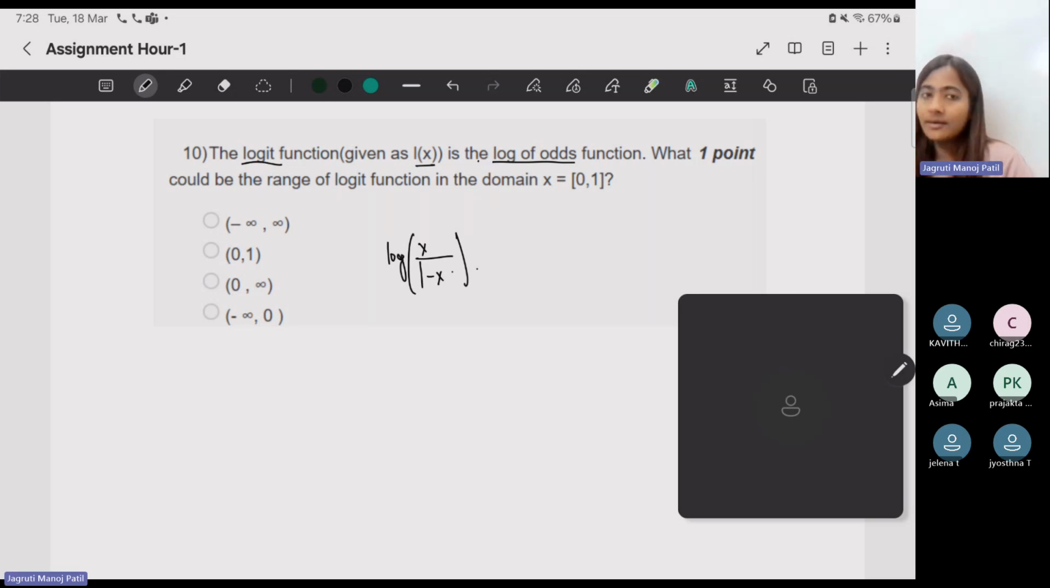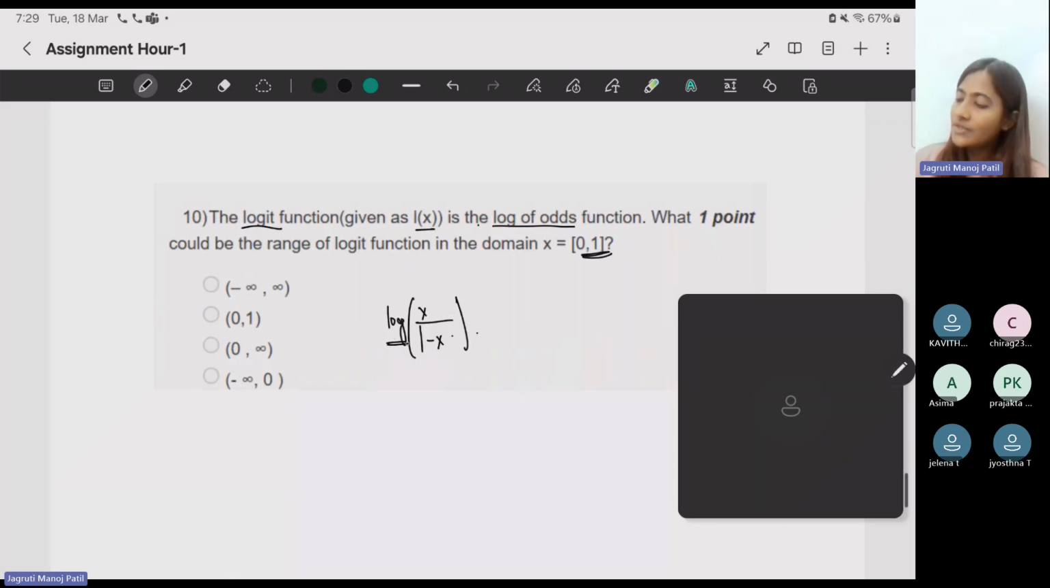For sigmoid, it was defined from all values, let's say from negative infinity to infinity, yet it returned values between 0 and 1, whereas the logit function, if the input is between 0 and 1, because of this log, will give you values between negative infinity and infinity. So how does it look? I'll share my screen and give you a live example of it.